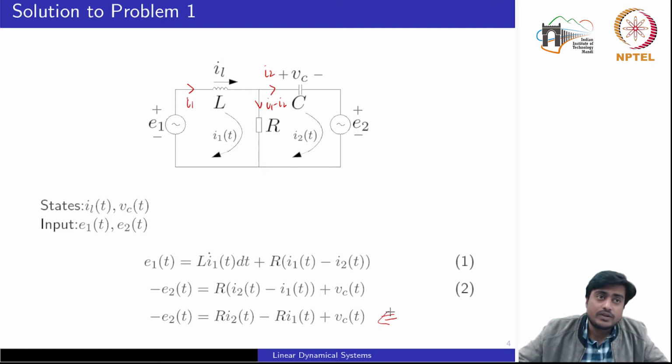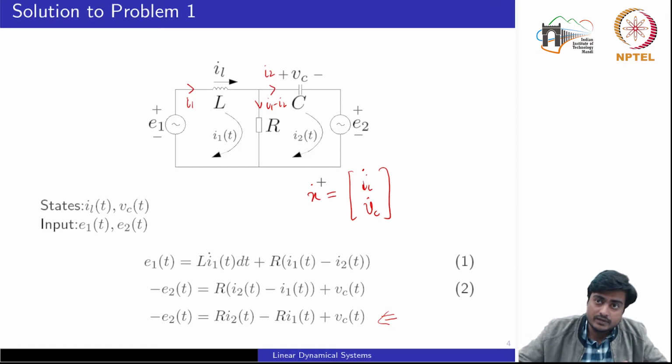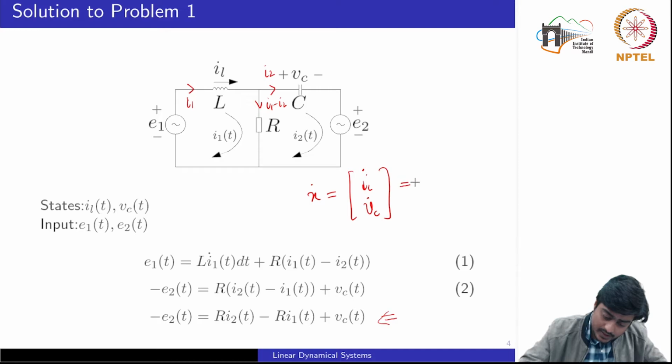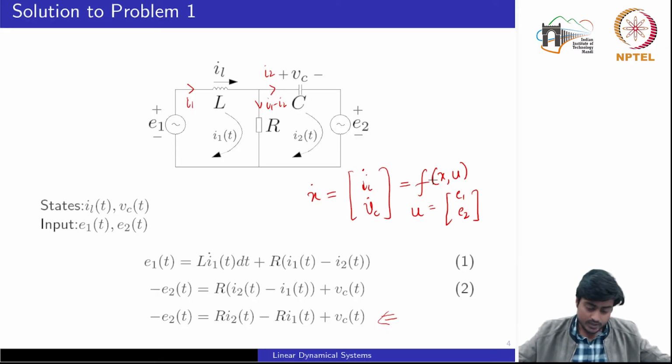Now since we have chosen two different states, IL and VC, we want to represent these two basic equations in the form of the derivative of IL and the derivative of VC, so that we can form our state vector, which is basically x dot. So on the left hand side, we want the first derivative of the state vector, and on the right hand side we want to express them as a function of the state x and u, where u is your E1 and E2. And this function f, we know that it should be a linear map.